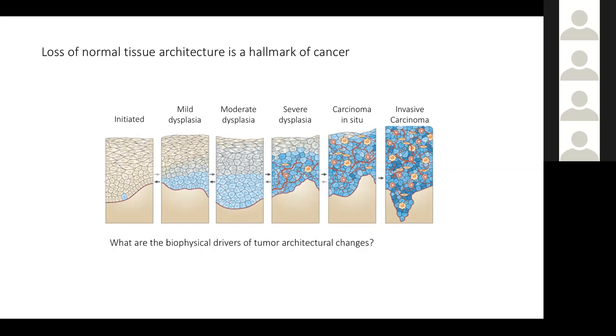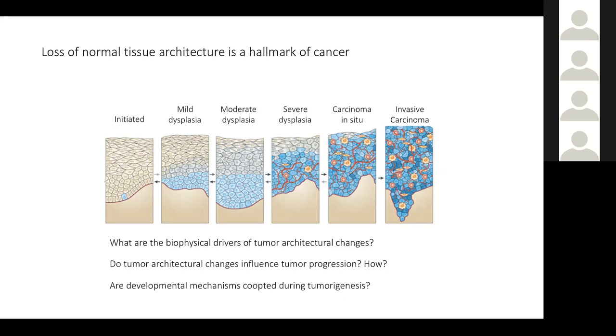Understanding that process is, we think, very important to understanding cancer. So some of these overarching questions are: what are the biophysical drivers of these tumor architectural changes? Do these changes influence tumor progression, and if so, how? And are the similar developmental mechanisms that we're learning about co-opted during tumorigenesis? Or are there similar mechanisms between tumorigenesis and normal tissue development?